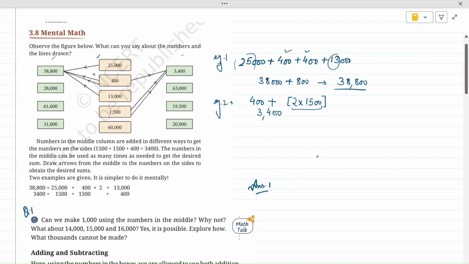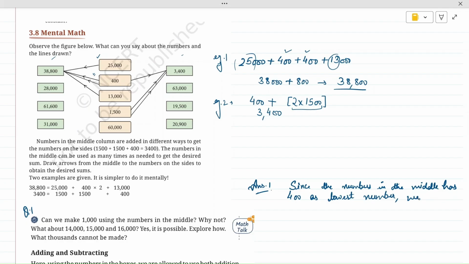So since the numbers in the middle have 400 as the lowest number, we cannot add to get 1000 from it.